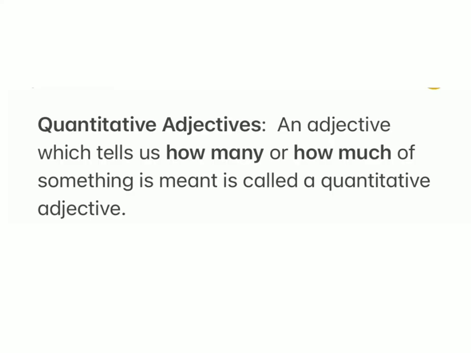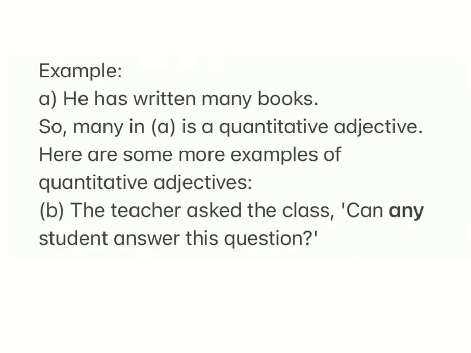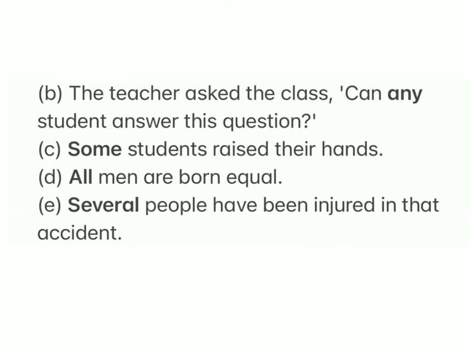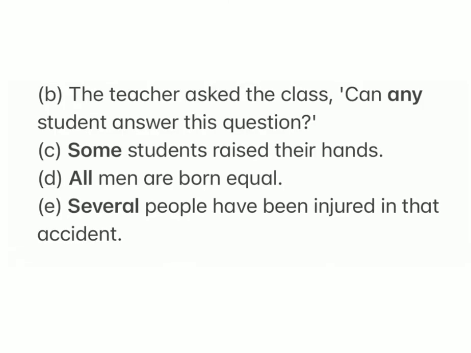Quantitative adjectives. An adjective which tells us how many or how much of something is meant is called a quantitative adjective. Example, A. He has written many books. So, many in A is a quantitative adjective. Here are some more examples of quantitative adjectives. B. The teacher asked the class, can any student answer this question? C. Some students raised their hands. D. All men are born equal. E. Several people have been injured in that accident.